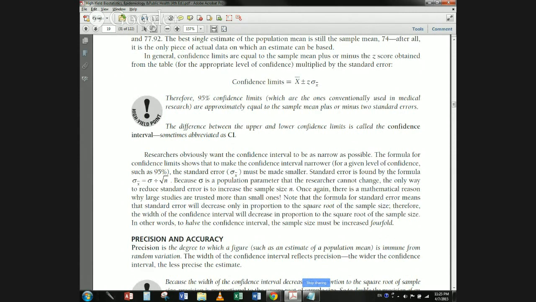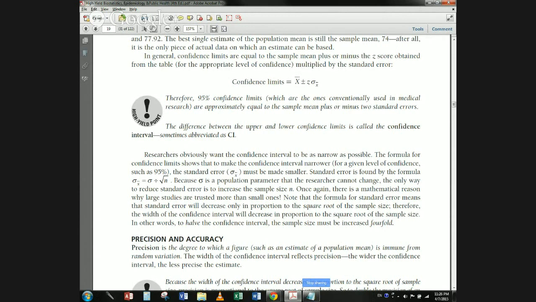So the high yield point to remember here is this. Therefore, 95% confidence limits, which are the ones conventionally used in medical research, are approximately equal to the sample mean plus or minus 2 standard errors. The difference between the upper and lower confidence limits is called the confidence interval, sometimes abbreviated as CI. Researchers obviously want the confidence interval to be as narrow as possible.